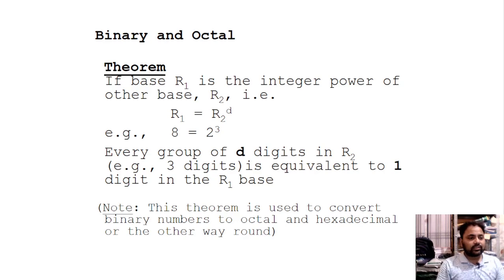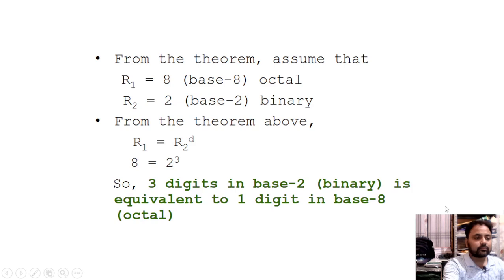Here we are going to discuss binary and octal. The theorem is: if base r1 is an integer power of another base r2, that is, r1 is equal to r2 to the power d, for example 8 equals 2 to the power 3, then every group of d digits in base r2, for example 3 digits, is equivalent to 1 digit in base r1. Note, this theorem is used to convert binary numbers to octal and hexadecimal, or the other way around.